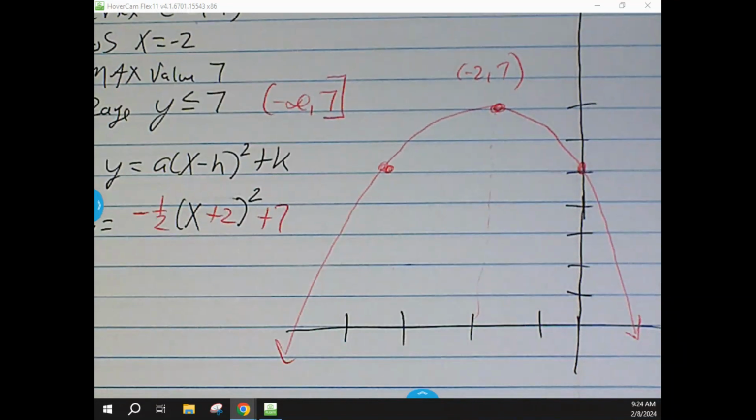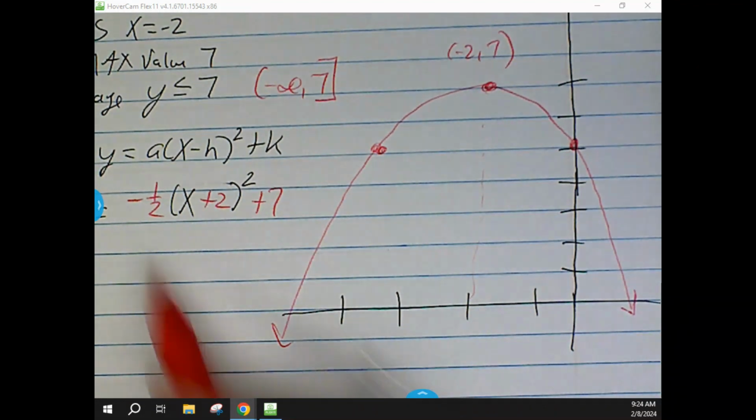Okay, so we have a graph that looks something like that. And again, because it's 1/2, it's going to be a wider graph because we're making it basically half as tall. We're squishing it a little bit. We're compressing that graph, or dilation, however you want to word it as we go through this.